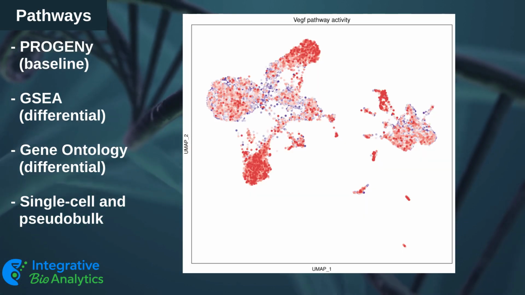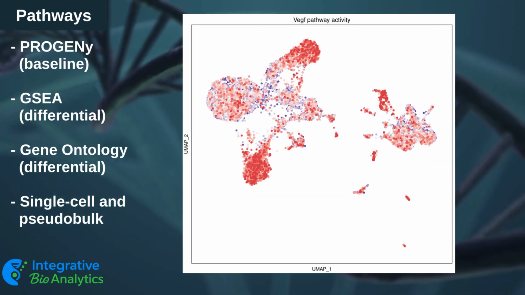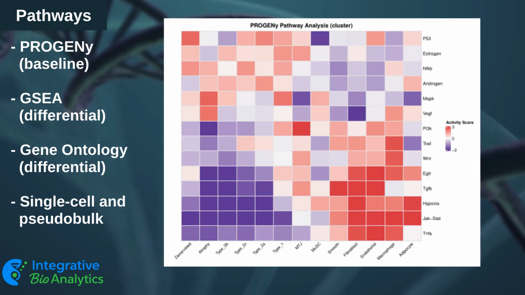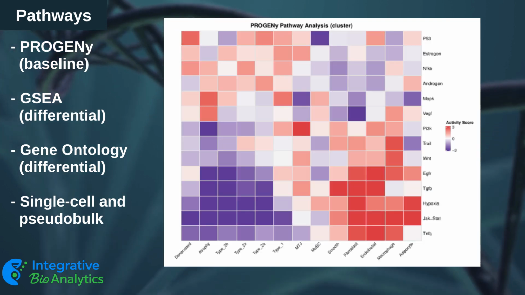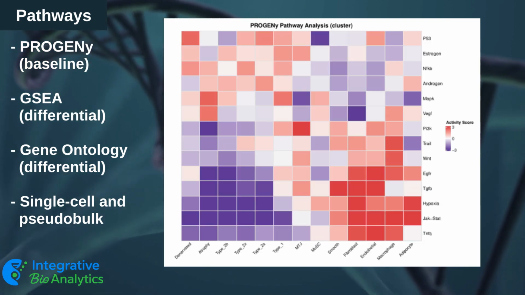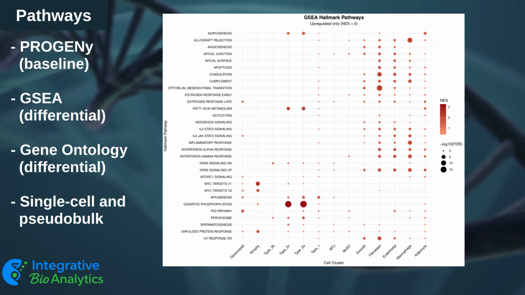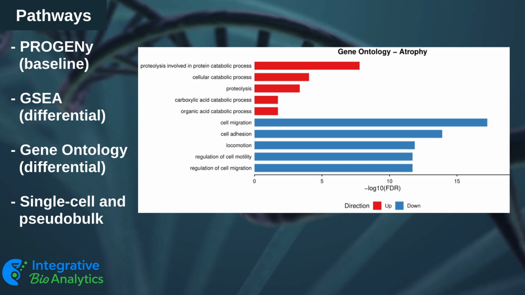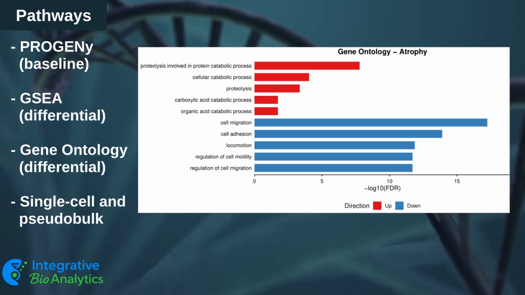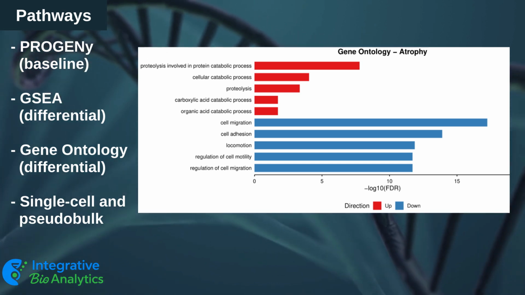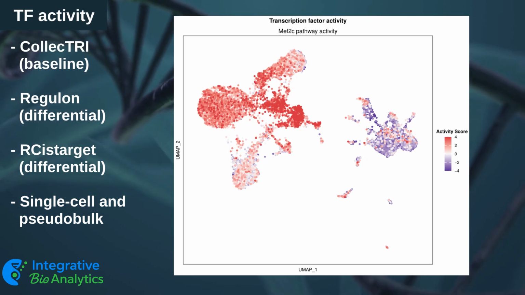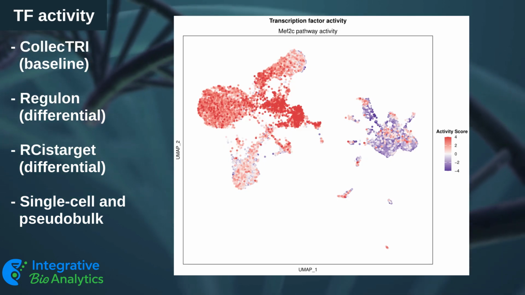Pathway analysis is performed using 3 different methods. We first quantify the baseline pathway activity of each group to understand the core underlying processes. Then, to characterize how pathways change between groups, we look at signatures and ontologies enriched in the comparisons. Transcription factor analysis follows the same approach.